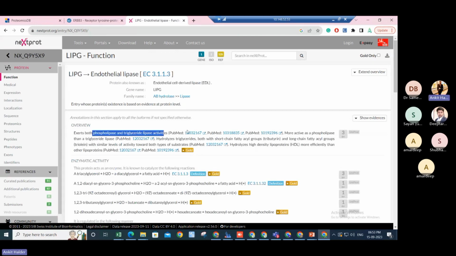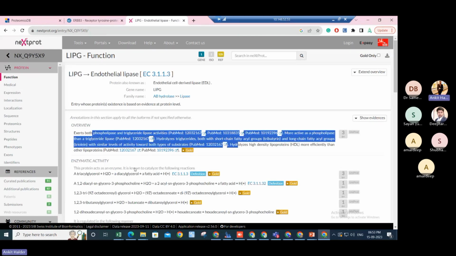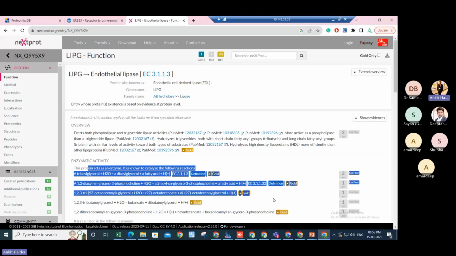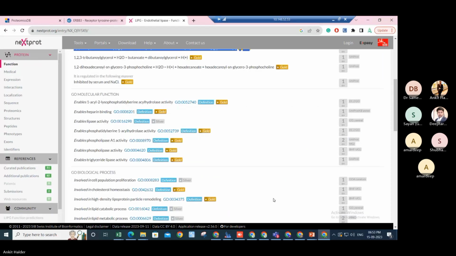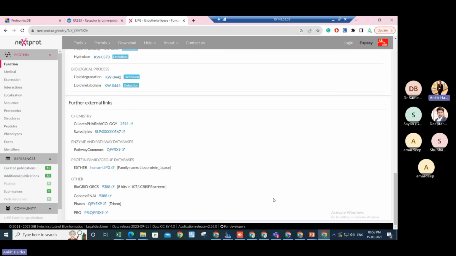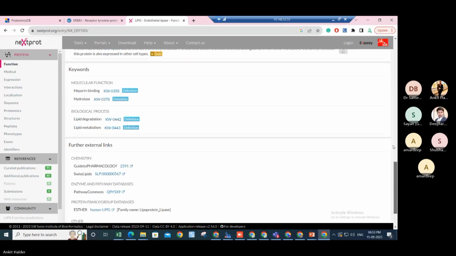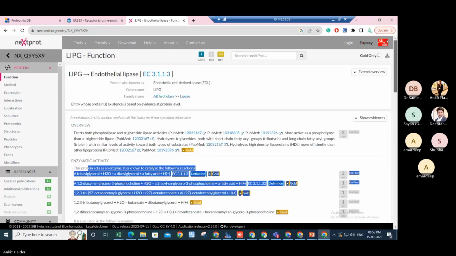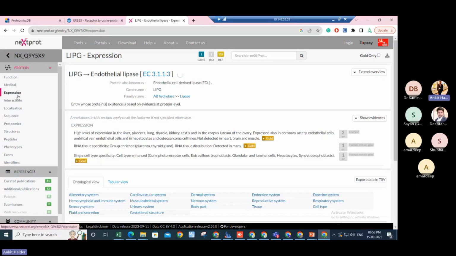You can see it's given gold, enzymatic activity, chemistry and pathway. So you will be much more confident when you see that it is written in the gold.